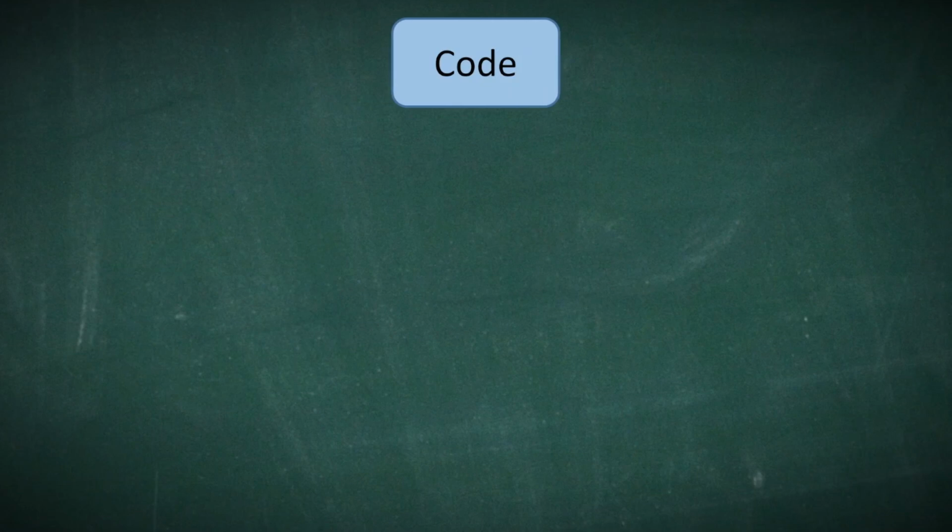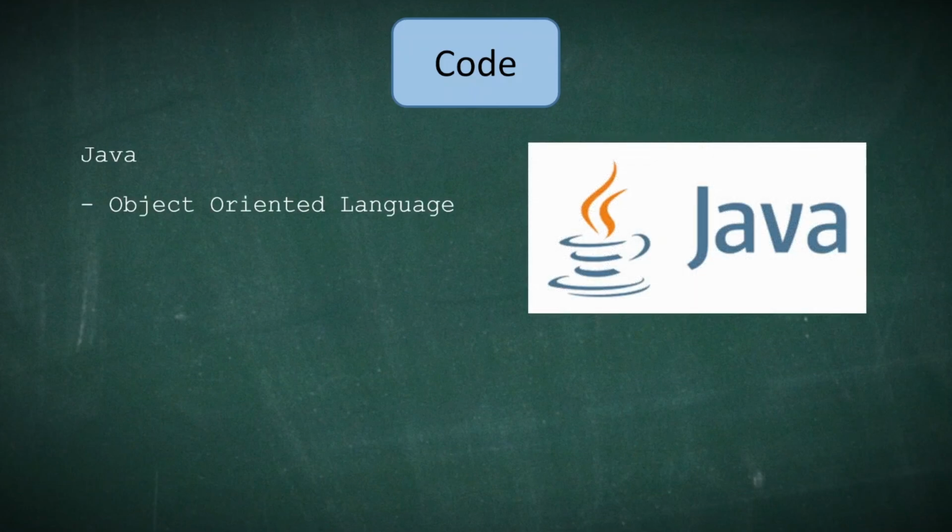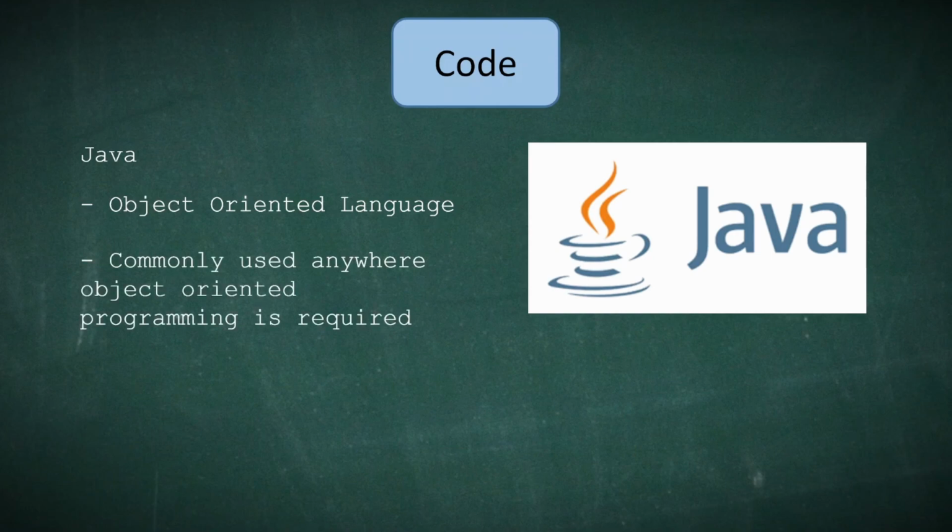Now that we've covered what objects and classes are, let's move on to how to code them. Moving forward, we'll be using Java because it's an object-oriented language, meaning most of its code is made for object-oriented programming. It's commonly used anywhere object-oriented programming is required.